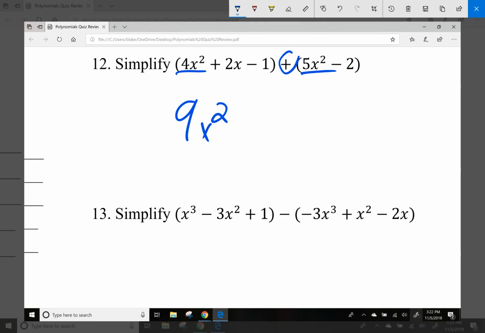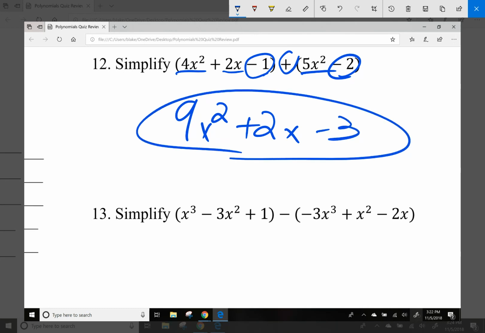All right, I always start with the biggest degree as well, so that's why I started with the x squared. So now I'll work my way to my x term. I only have this 2x here, it doesn't combine with anything else, so I'll just bring it down as part of my answer, plus 2x. And then I have my -1 plus -2. So just combining them, -1 and -2 together makes -3. So that is the answer to number 12. Just find your like terms and put them together.